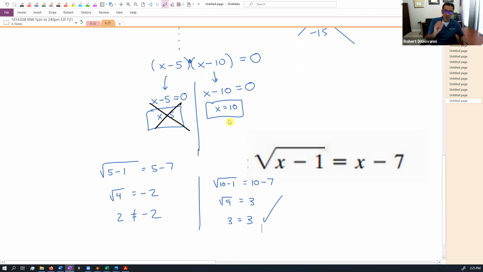So our only answer is 10. All right, we have to throw out the 5. Anytime you raise both sides of the equation to an even power, you must always check that. Always. It sucks, but you have to do it, right?